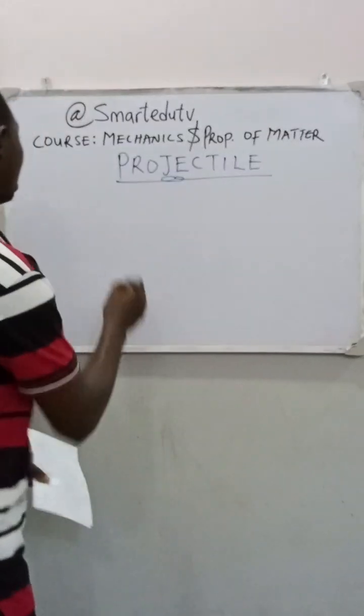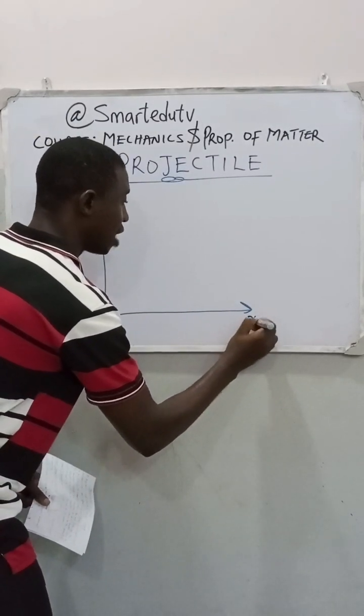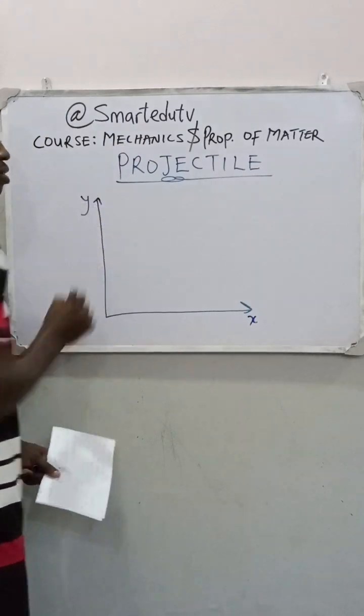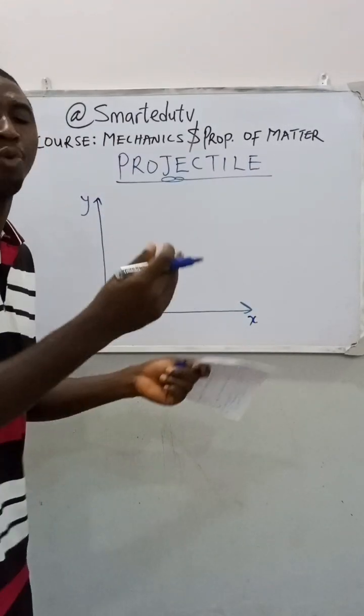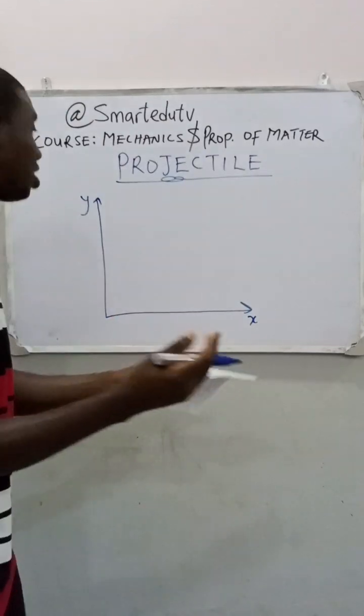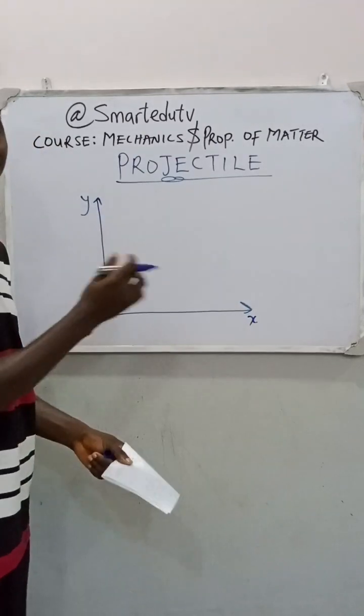What are we trying to say? Let's look at this. This is my x-axis and this is my y-axis. We are talking about two-dimensional motion in space. It means the motion of that object can be specified either along the x-axis or along the y-axis.